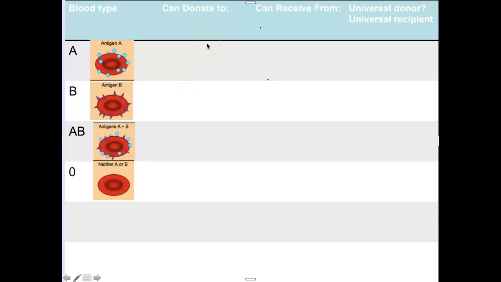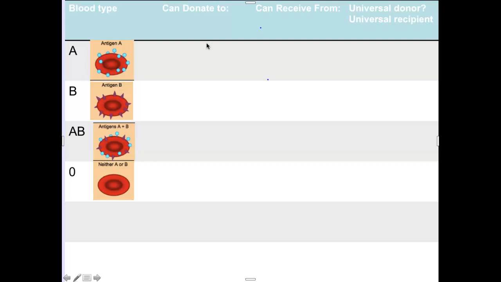So the mantra you want to think about when you are doing problems like who can you receive blood from and what blood type can donate to what other blood type is that you never want to introduce anything foreign. Never introduce anything foreign, okay? Because you guys know that you're going to reject a foreign blood type.